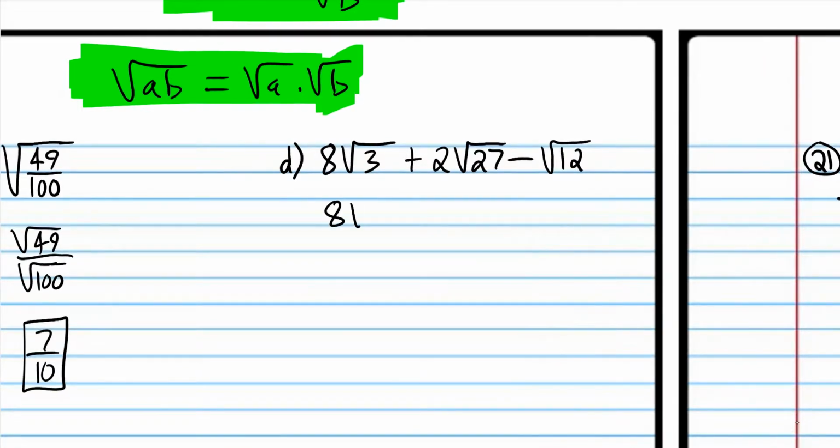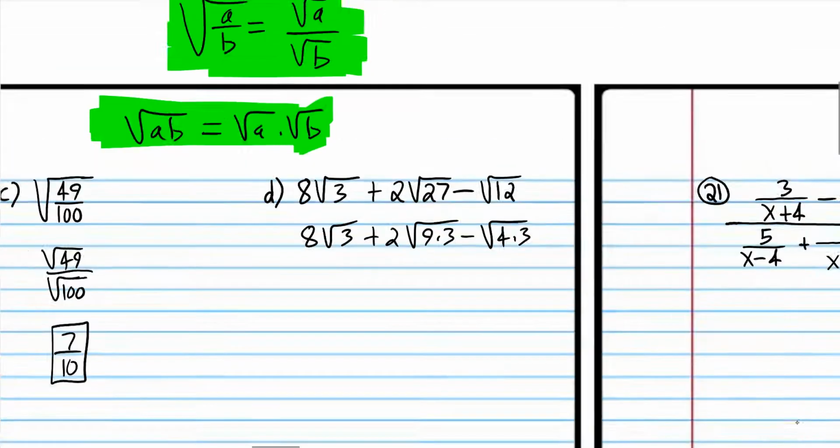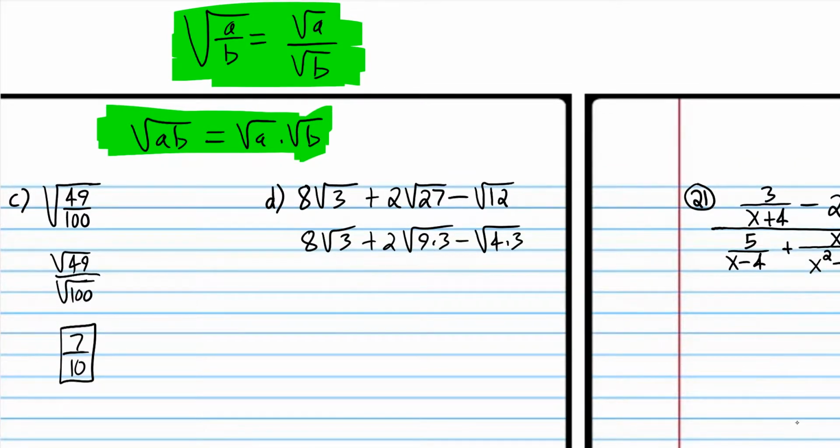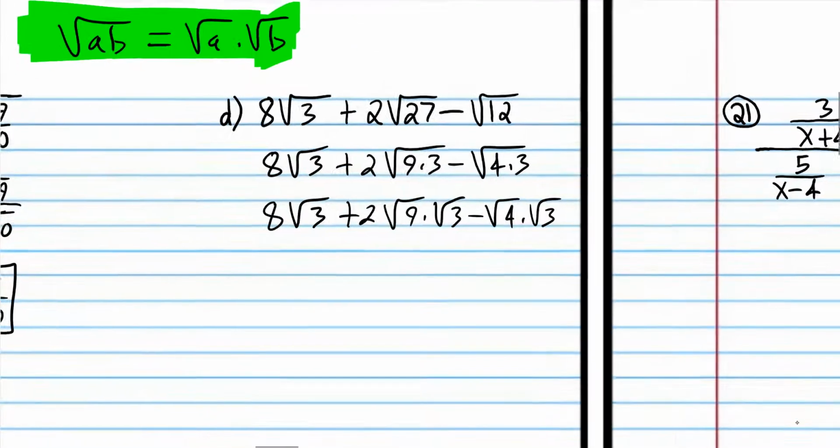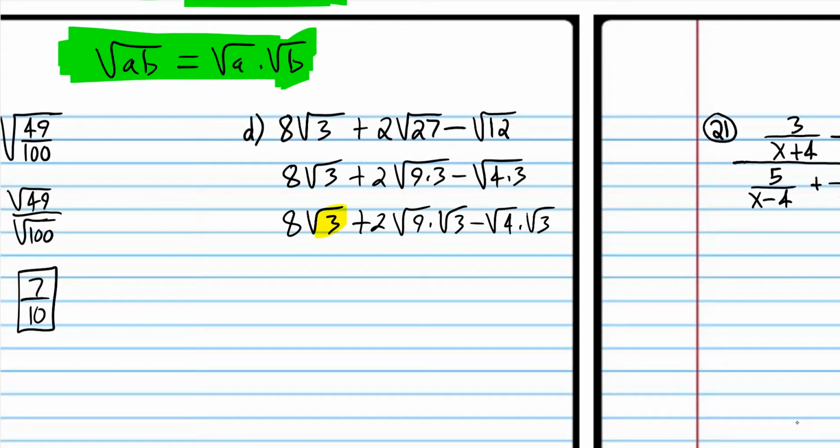So we have 8 root 3. We can't really do anything with that. But root 27 we can factor to 9 times 3, and 12 we can factor to 4 times 3. Then using the principle in green up there, the second principle, we break it up into two roots. Each one we break up into two roots. Notice that the root 3's, they pop out. See, they're all turning into lemons now.